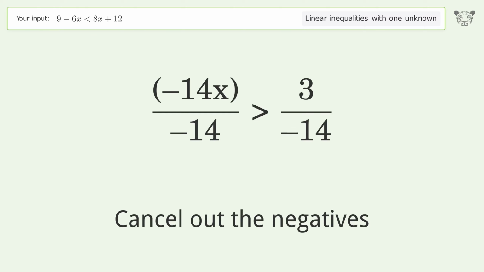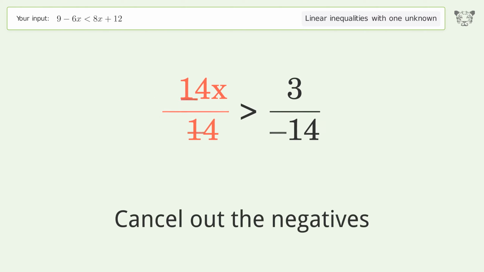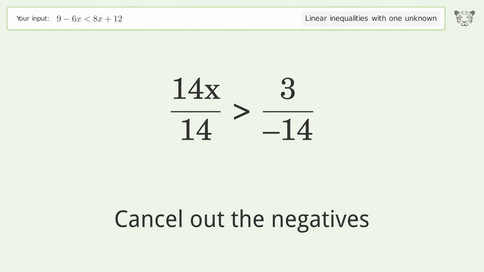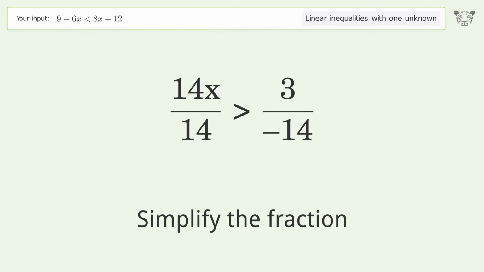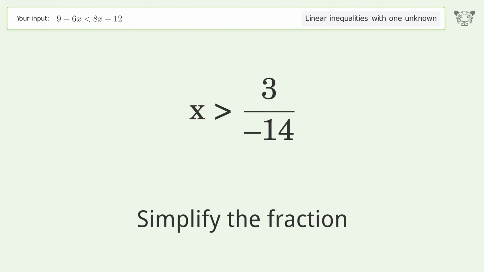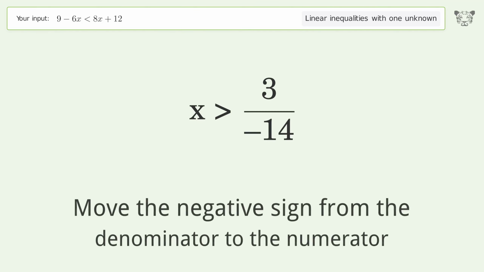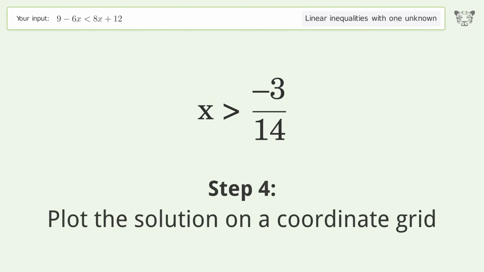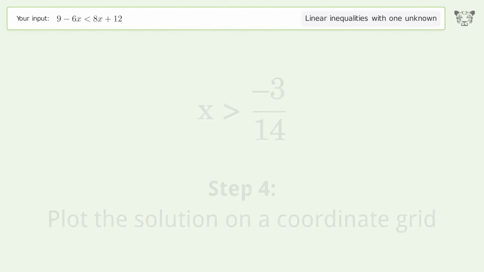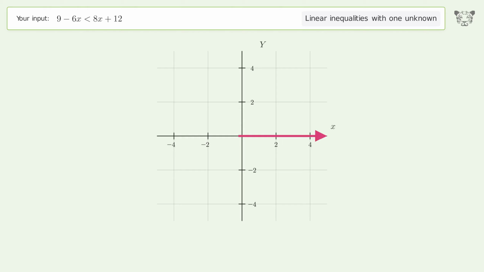Cancel out the negatives. Simplify the fraction. Move the negative sign from the denominator to the numerator. Plot the solution on a coordinate grid. And so the final result is x greater than -3/14.